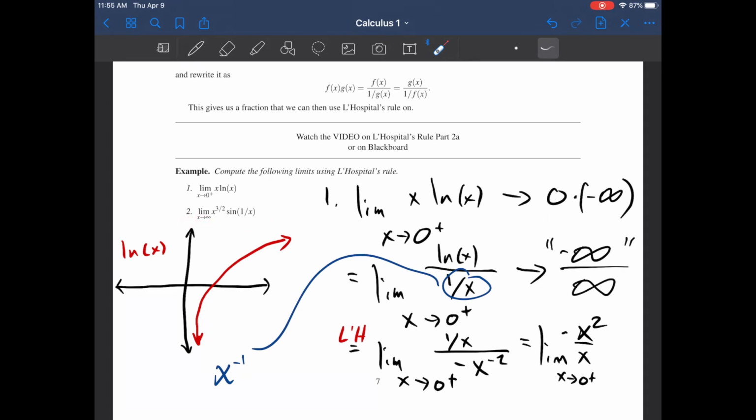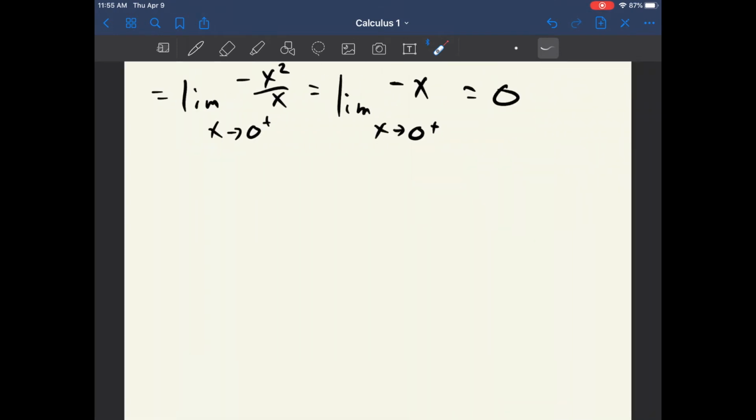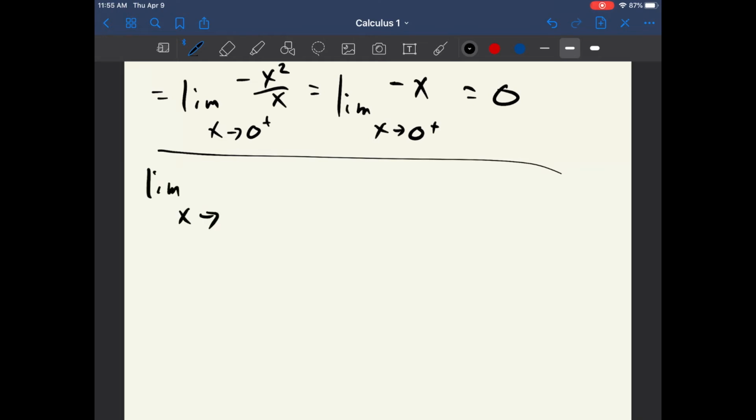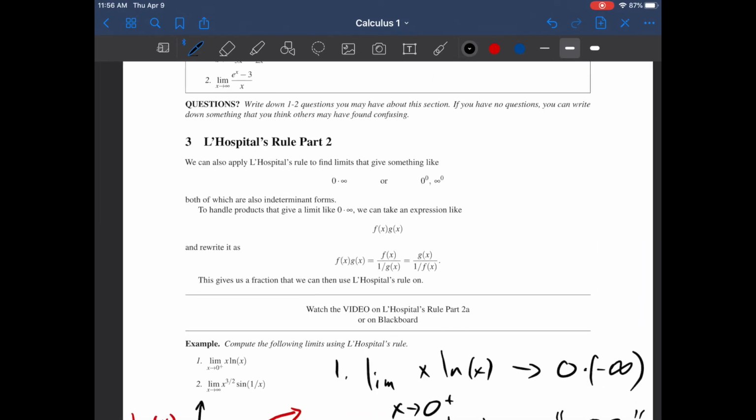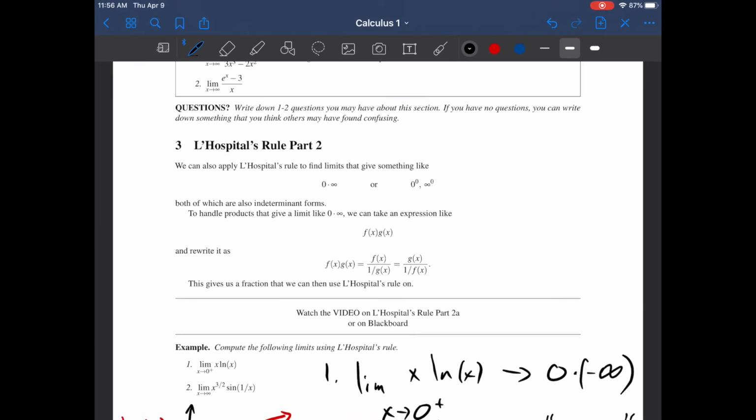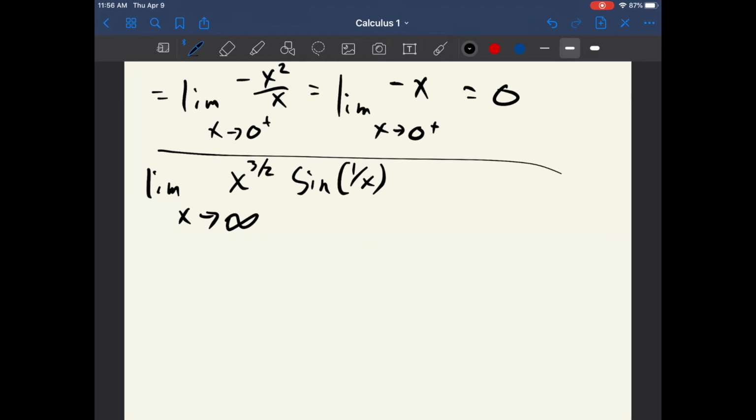So let's try this second example, right? So the limit as x goes to infinity of x to the 3 over 2 sine of 1 over x. Okay, so we're looking at, put a line here. So the limit as x goes to infinity of x to the 3 over 2 sine of 1 over x. Okay, so let's just check and make sure that's what it was. Yes, okay, perfect.